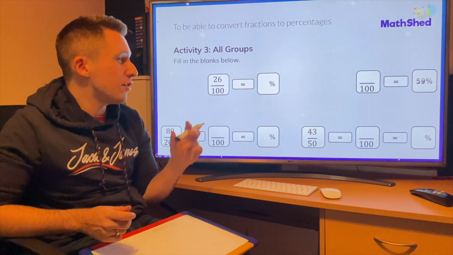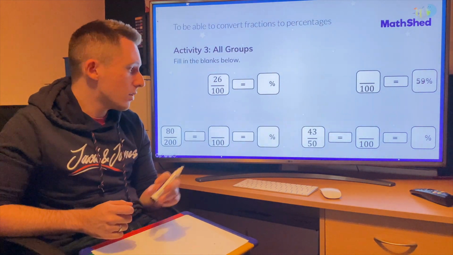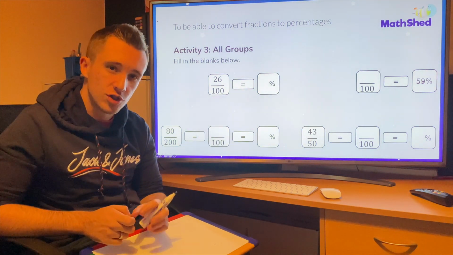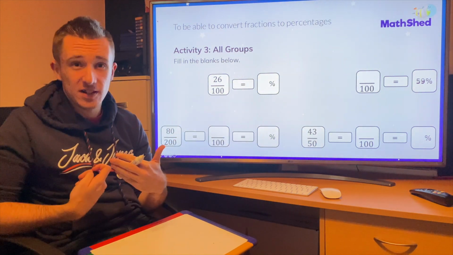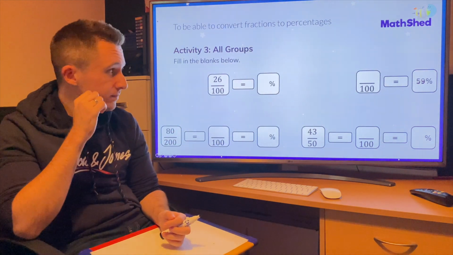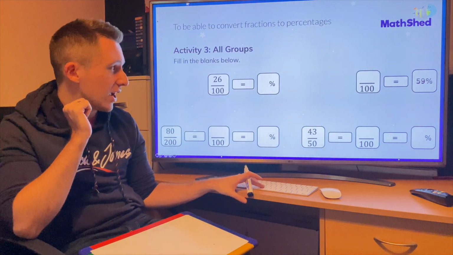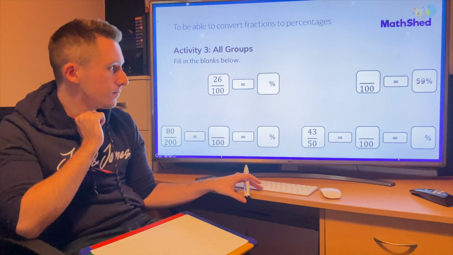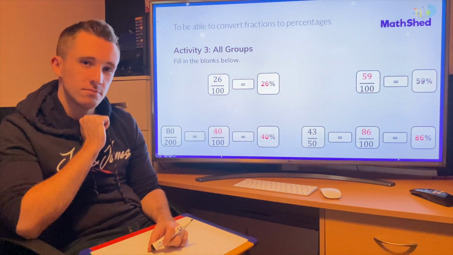Using that, can you have a go, please, at answering these? Turn the fractions so they're over 100, and then work out the percentage, or take the percentage and work out the fraction. Okay, let's have a look then. Here are your answers. See how you got on.